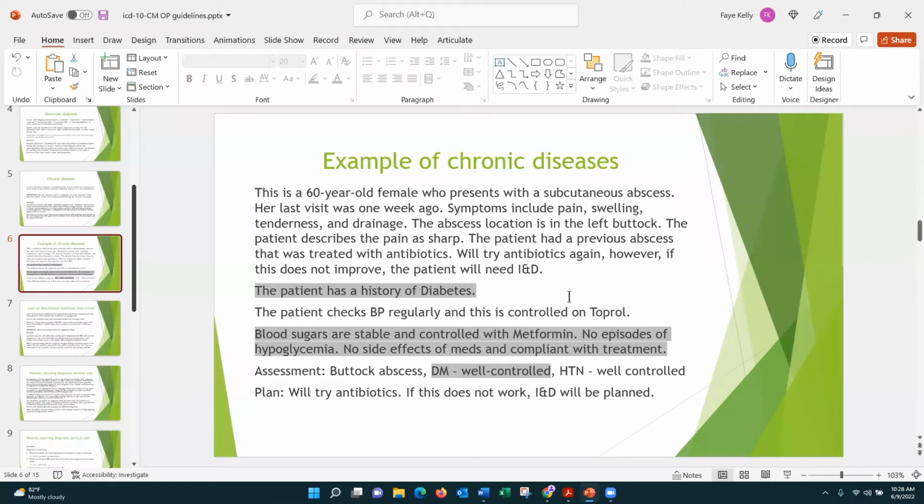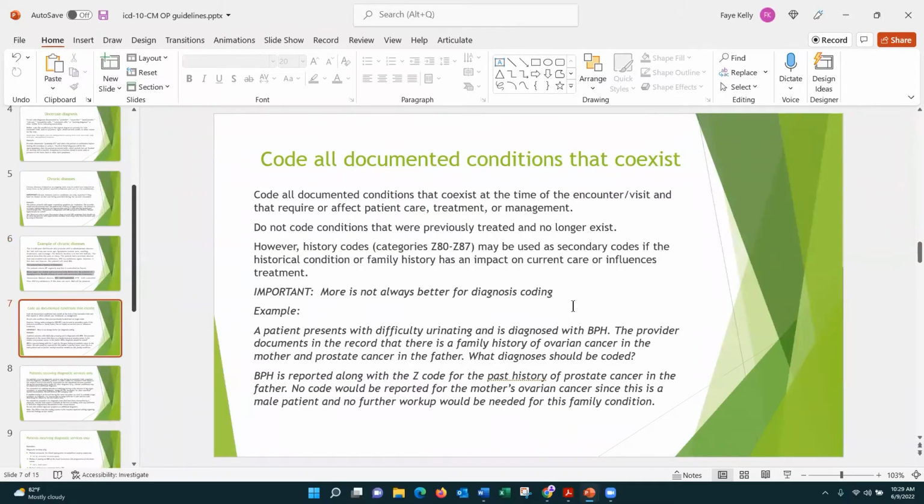All right, let's look at all documented conditions that coexist at the time of the visit that require or affect patient care, treatment, or management. Do not code conditions that were previously treated and no longer exist. There are history codes, however, and that's in your Z category codes, that may be used as secondary codes if the condition has an impact on the current care. Remember, more is not always better.